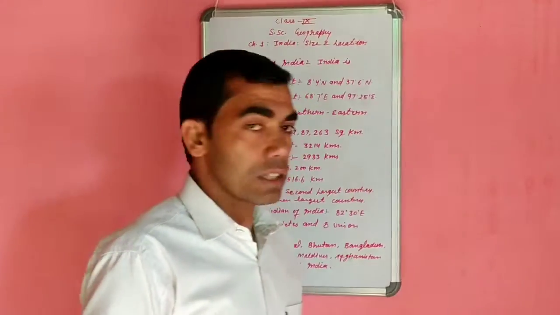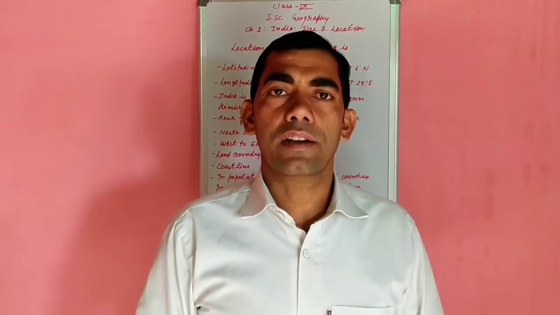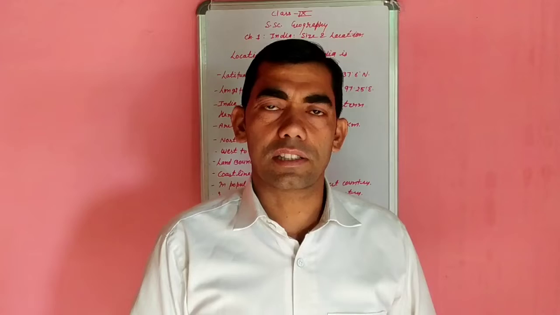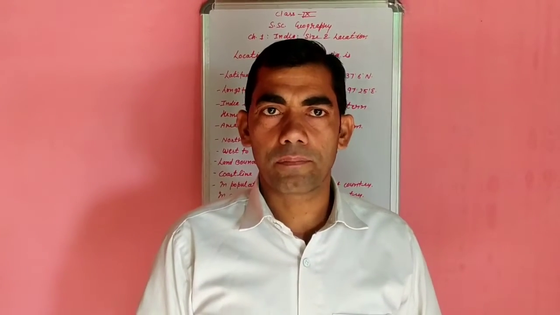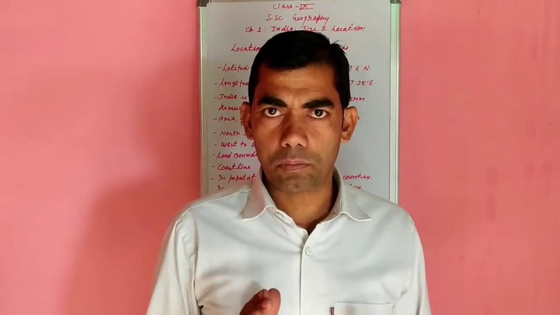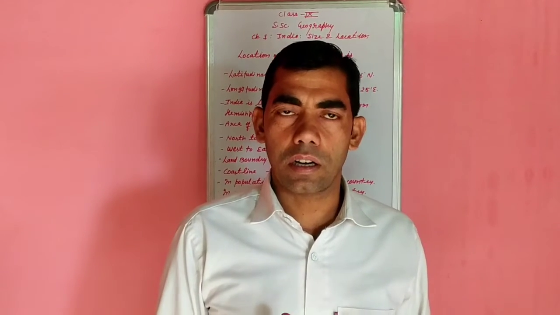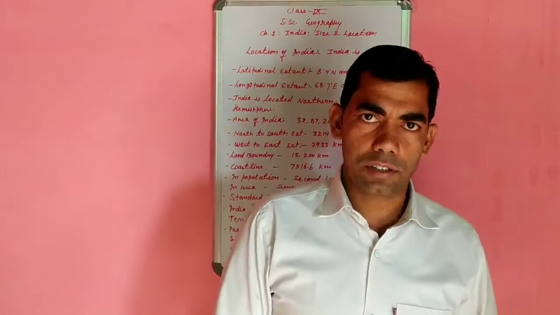Okay, students. The smallest state of India in terms of area is Goa. The largest state in area of India is Rajasthan. In population, the most populous state of India is Uttar Pradesh. Actually, Uttar Pradesh has approximately 25 crore people living in this state.